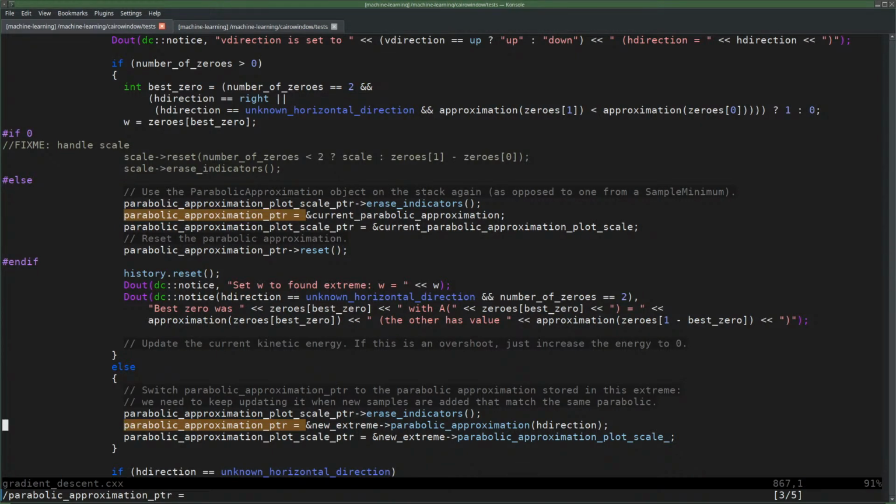So here I'm setting it to the parabolic approximation belonging to an extreme that we already found, right? Or not? Yeah, otherwise it's not an extreme. To the minimum, the vertex is already known. I think that the only thing that is allowed afterwards is changing the scale, not the parabolic approximation. So that would be an easy detection.